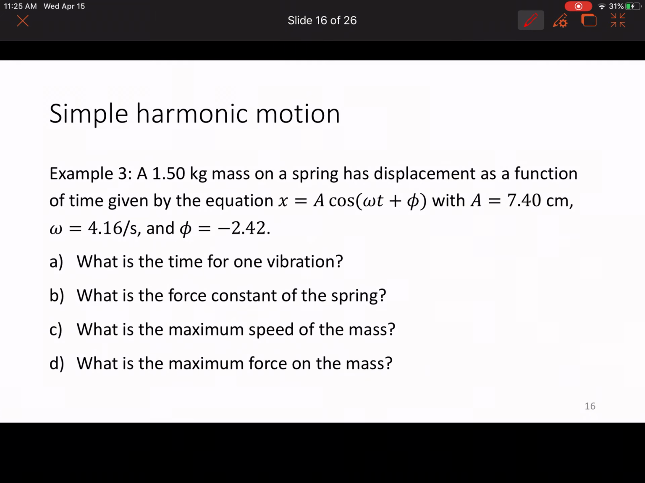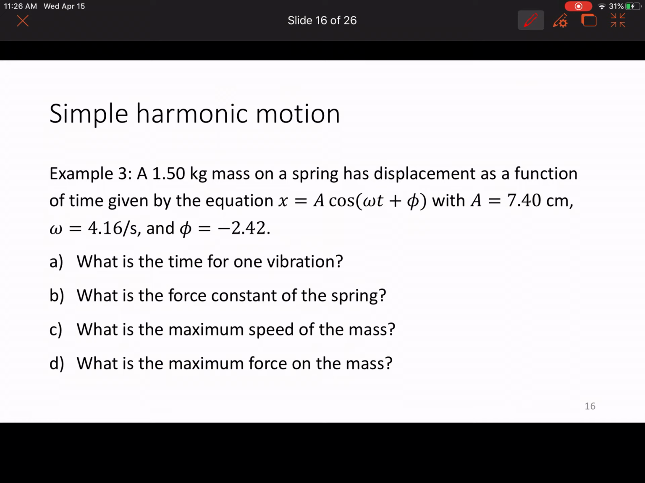So now I have a 1.5 kilogram mass on a spring. The displacement is given by A cosine(omega t plus phi) with these given quantities. So what I want you to figure out is what's the time for one vibration, one maximum to the next maximum, what's the force constant of the spring, and what are the maximum speed and maximum force of the mass. In fact, I would invite you to go ahead and figure out what is the actual velocity and acceleration, or velocity and force as a function of time, and we can go from there.